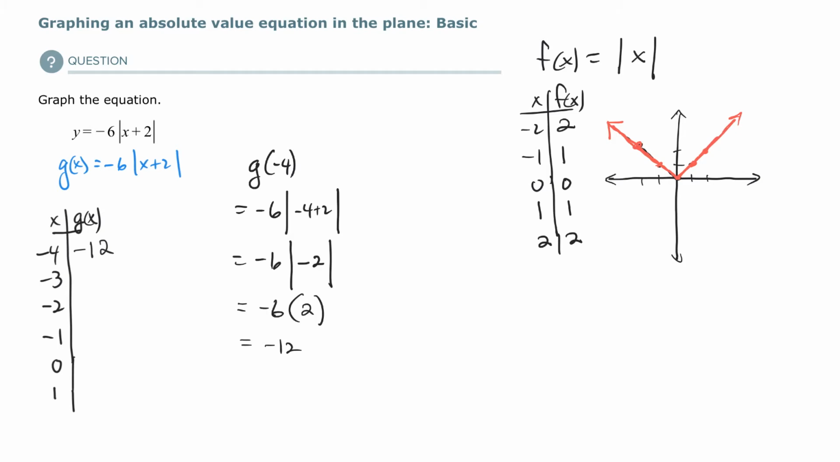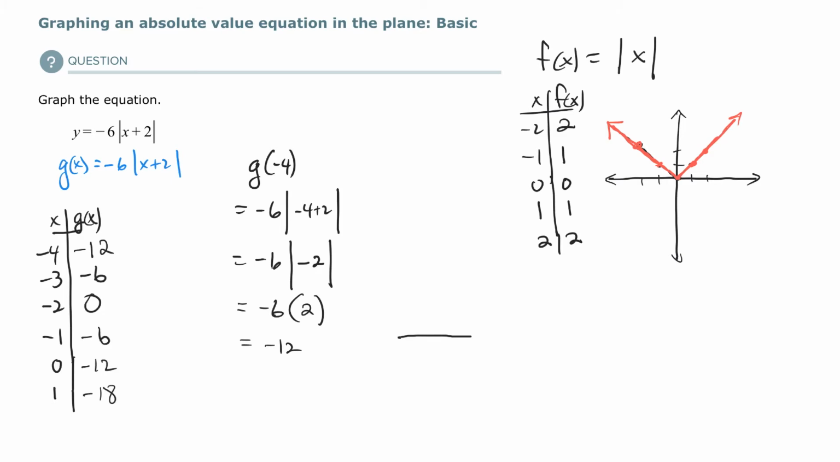In a similar fashion, we can get all the other output values. So if you put in -3 right here, you get the absolute value of -1, which is 1, and then 1 times -6 is -6. We get 0 here, that's nice. And then we get a 1 times -6, so we get -6. 0, 2, -12. And then what happens at 1? We get -18. Okay, I think that's enough ordered pairs to get this going.